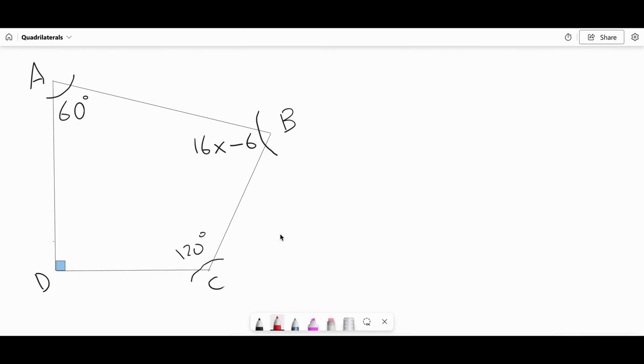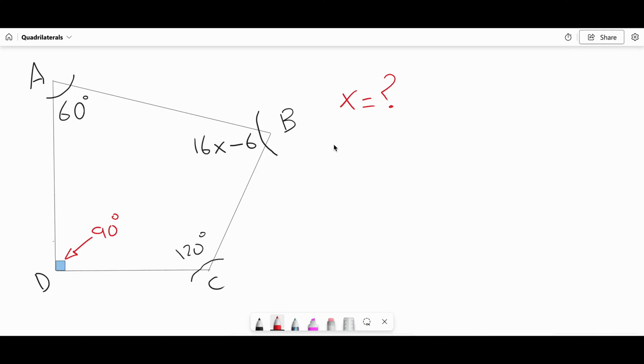Now, in this exercise, in this quadrilateral, we have four angles. Actually, three of them are being given, because this one, as you can see, is the symbol of 90 degrees, right? So we have three given angles: angle A, angle D, and angle C. And we have angle B given as 16x minus 6. And we need to find x.